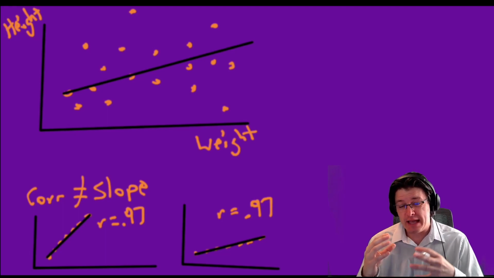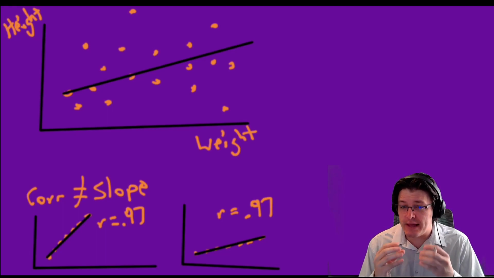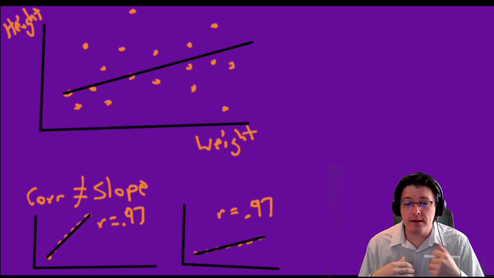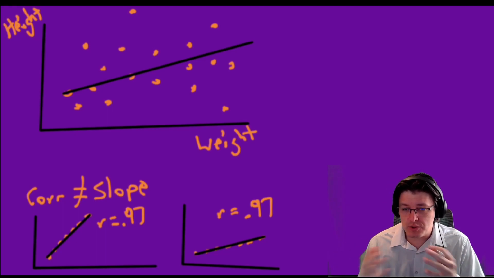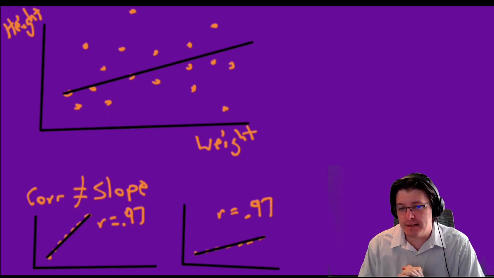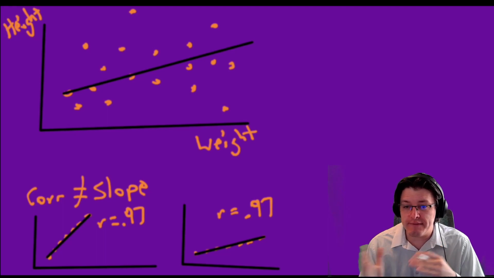Okay, so again, correlation is how well they move together. How well can we say how Y is going to change if we know how X changed? So do they move in lockstep with one another? Not the level of their slope.